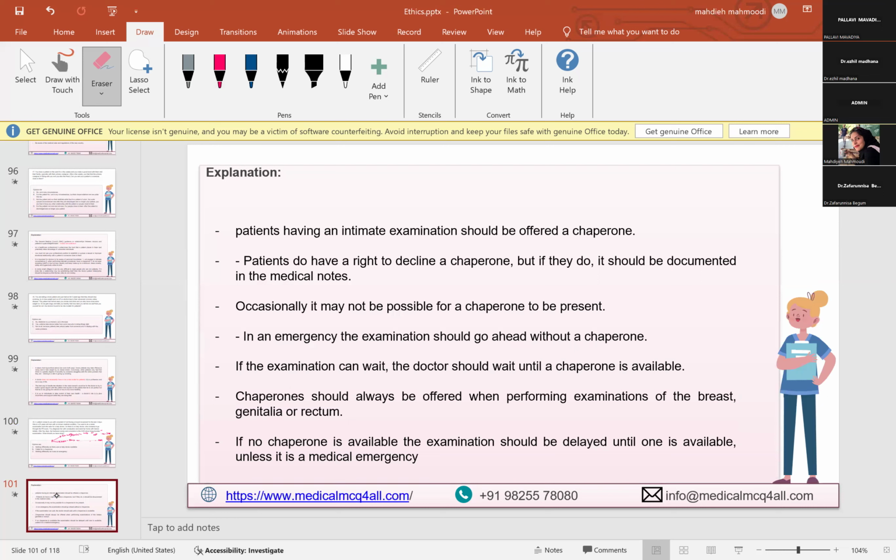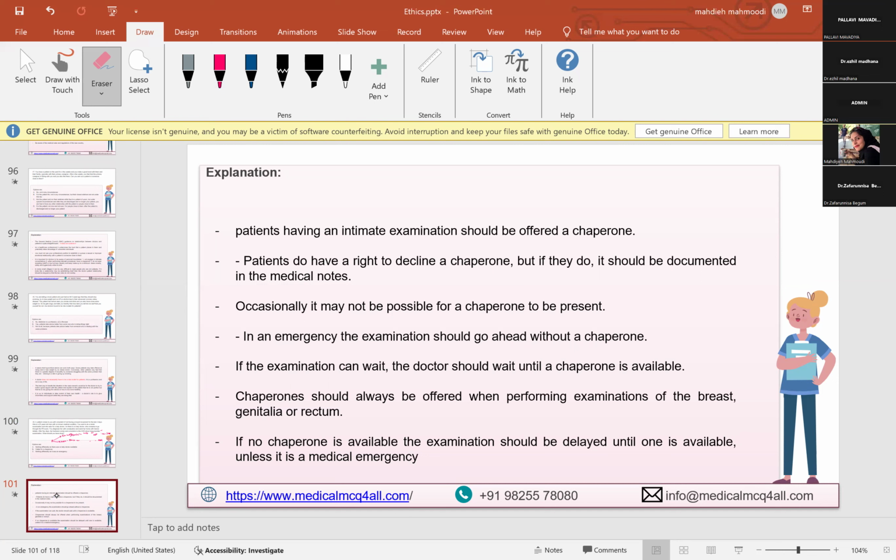Always when the patients are about to have an intimate examination, you have to offer a chaperone. If the patient declines the chaperone, it is fine. Many patients say, no, I don't like a chaperone. Fine. You document that you offered the chaperone, the patient said no, and you go on without the chaperone.